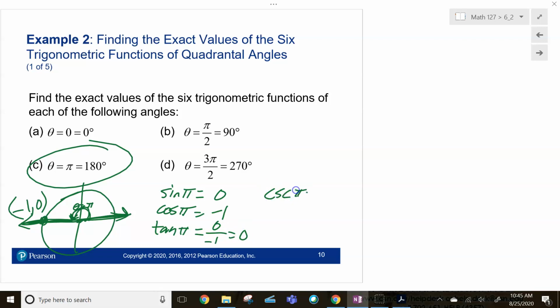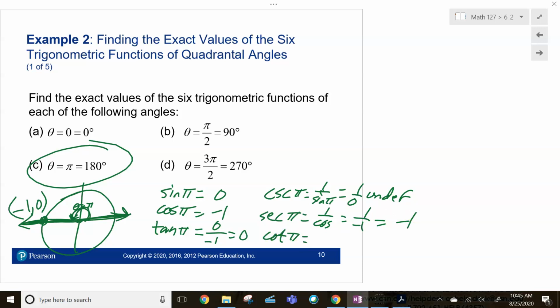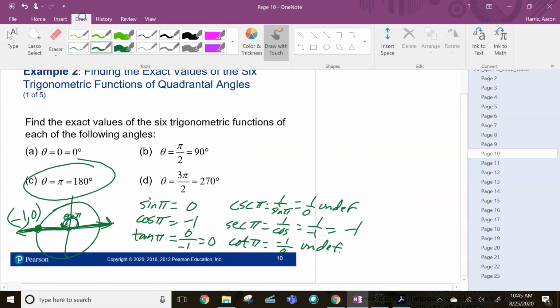Cosecant of pi, 1 over sine, 1 over 0, undefined. Secant of pi, 1 over cosine, 1 over -1. Cotangent of pi, cosine over sine, undefined.